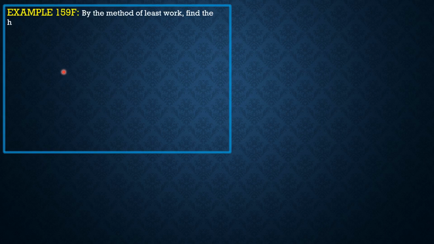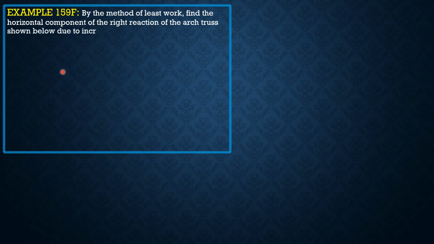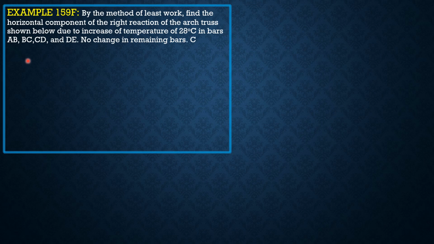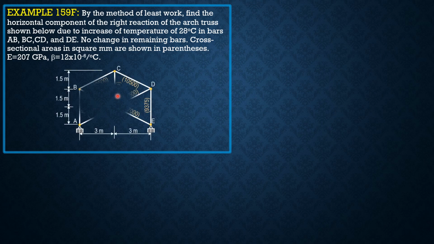By the method of least work, find the horizontal component of the right reaction of the arc thrust shown below due to increase of temperature of 28 degrees Celsius in bars AB, BC, CD, and DE. No change in remaining bars. Cross-sectional areas in square millimeters are shown in parentheses. Modulus of elasticity 207 gigapascals and the coefficient of thermal expansion beta 12 times 10 to the negative 6 per degree Celsius. So here is the figure.